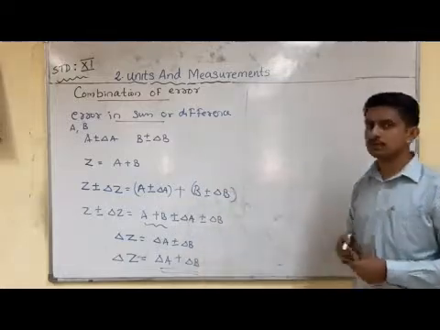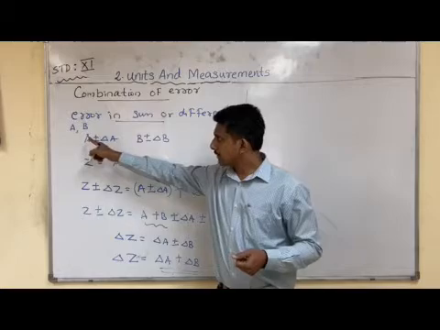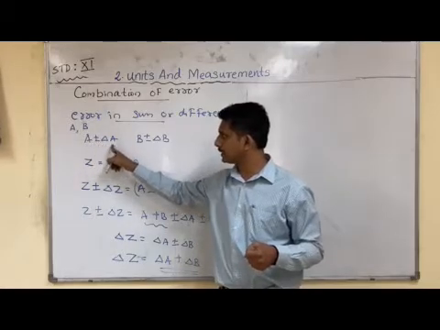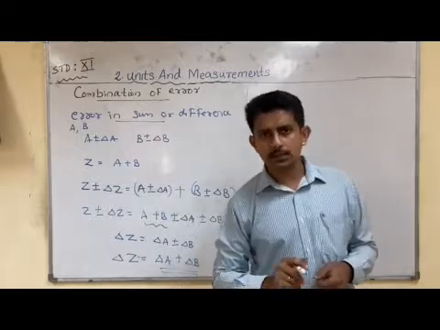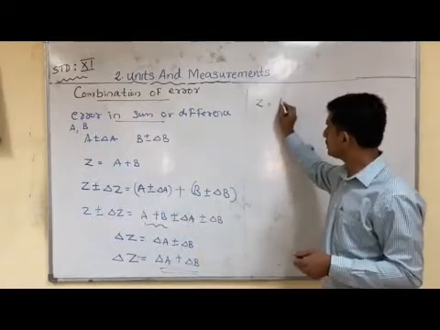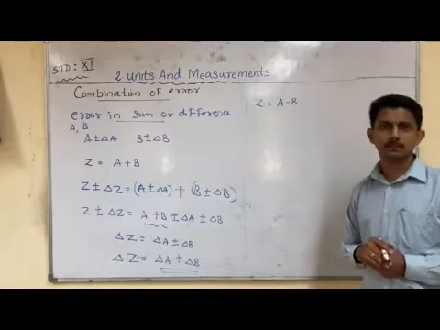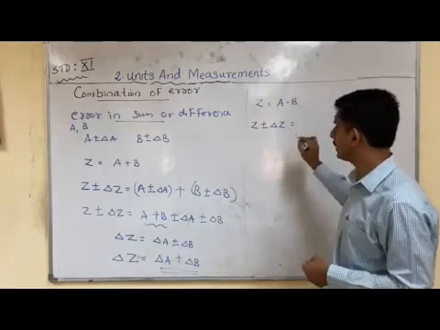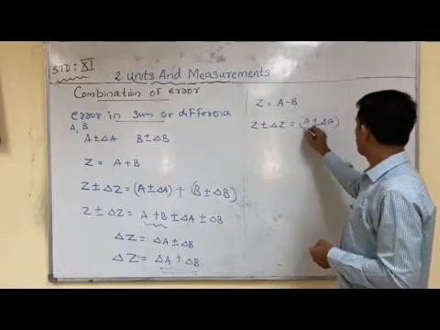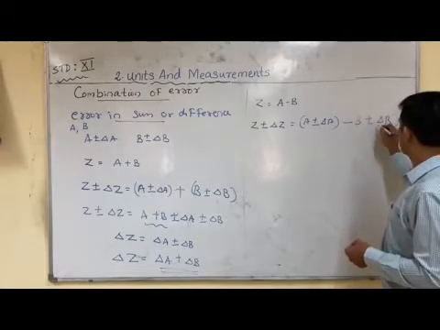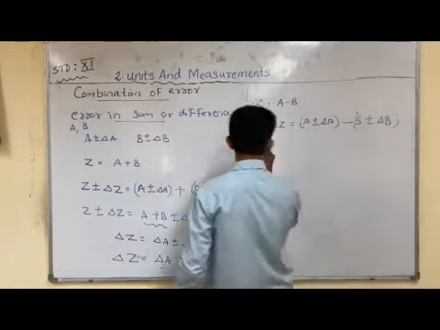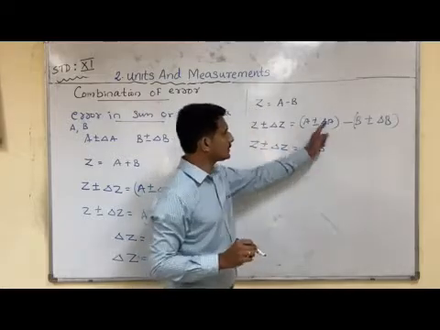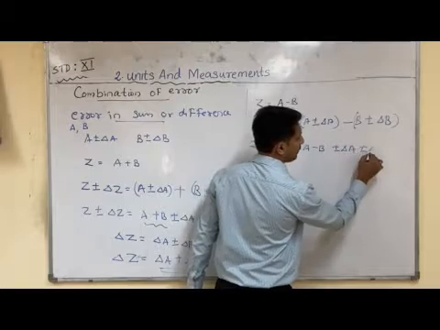Similarly, if we are doing the process of subtraction, in the same way A and B are the two physical quantities, and the errors in the measurements are A plus or minus delta A and B plus or minus delta B. Now we are performing the subtraction operation, Z is equal to A minus B. The error in this operation is Z plus or minus delta Z is equal to A plus or minus delta A minus B plus or minus delta B. The operation becomes A minus B plus or minus delta A plus or minus delta B.